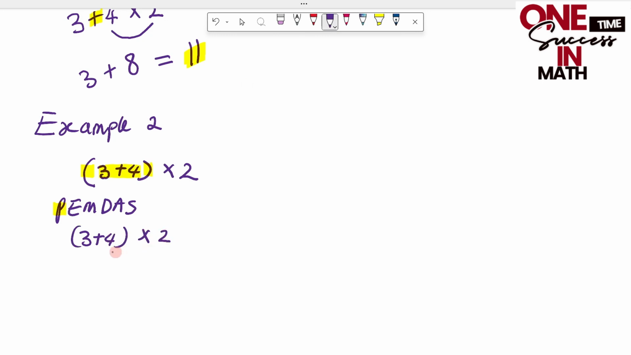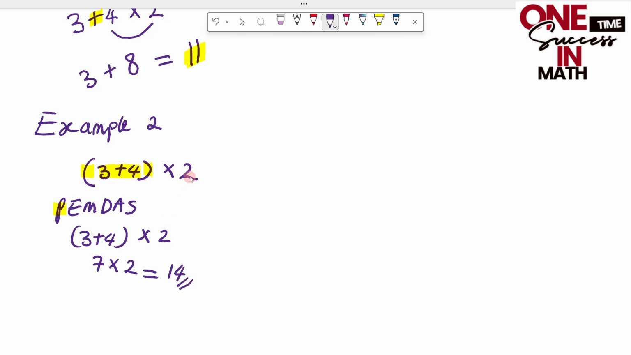So for clarity's sake, we are writing the question. So 3 plus 4 is 7. Whenever you simplify the expression inside the parentheses, you don't need to add the parentheses again because the expression has been solved. So the next math operation there is multiplication. Do you have any exponents? No. Do you have any multiplication? Yes. So we'll do multiplication. 7 multiplied by 2 is 14.